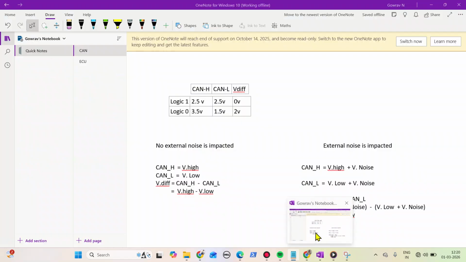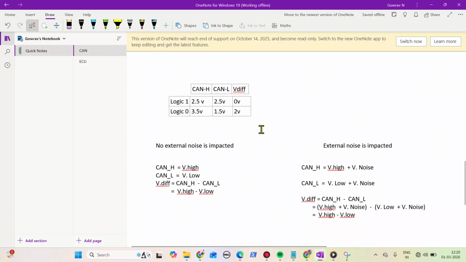For example, consider this is the actual scenario. If you want to transmit logic 1, then in CAN high you transmit 2.5 volts, and in CAN low also 2.5 volts, and the voltage difference between these two should be 0 volts. If your transmitter wants to transmit a bit whose value is 1, then the voltage in the CAN high wire and the voltage in the CAN low wire should be 2.5 and 2.5, and the difference should be 0 volts.